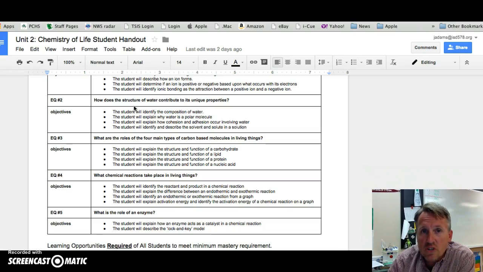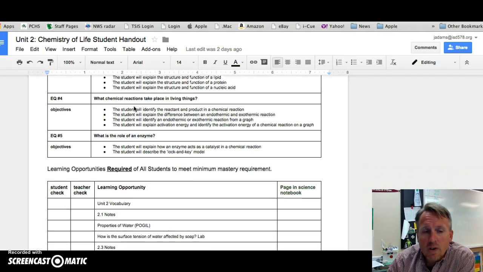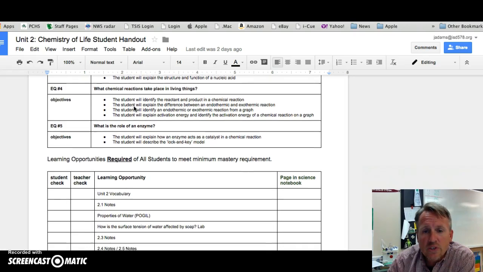5 essential questions, 5 assessment questions each. You can already figure out that there are going to be 25 questions on the Unit 2 assessment. Okay. Now, there are a number of required learning opportunities that go along with Unit 2.